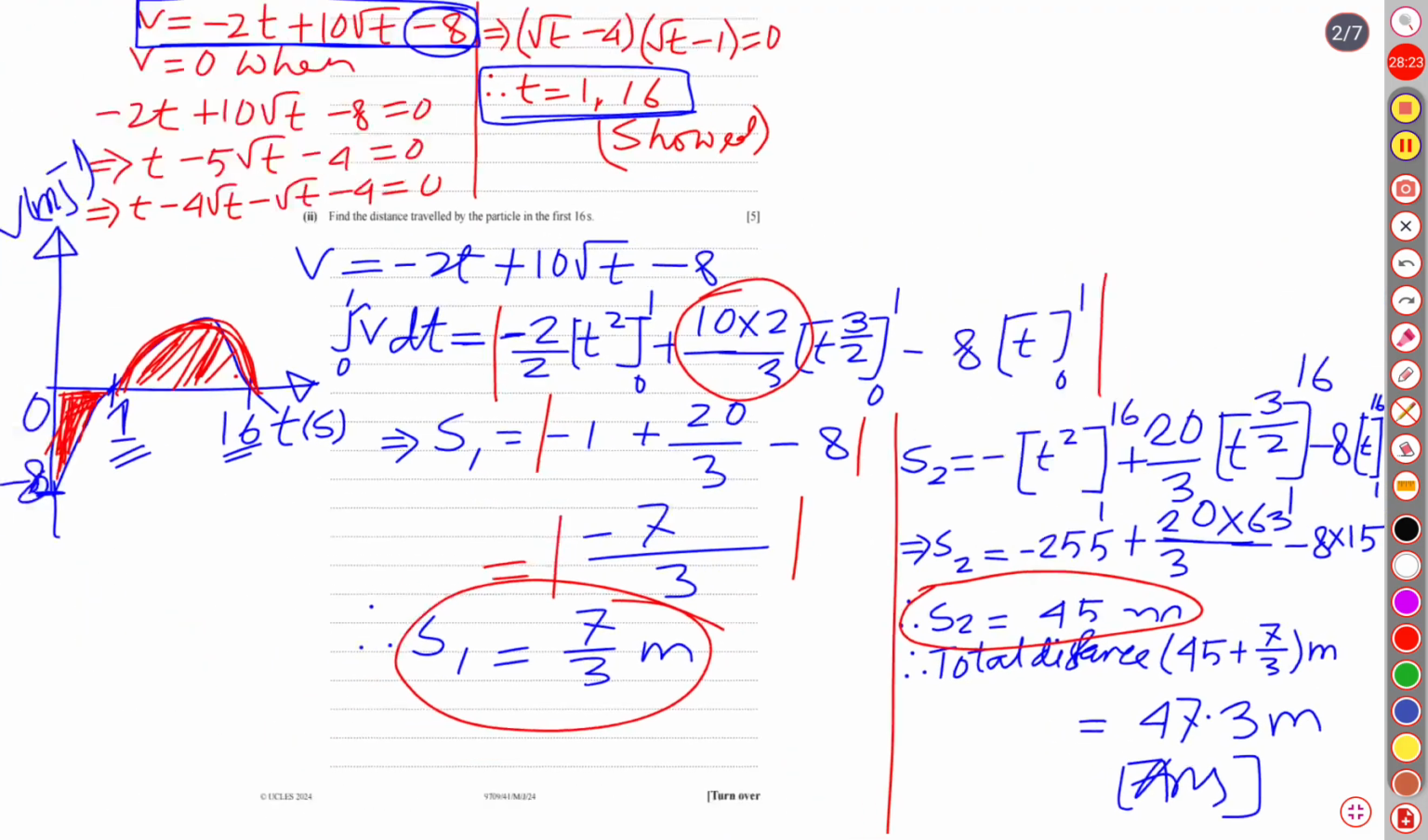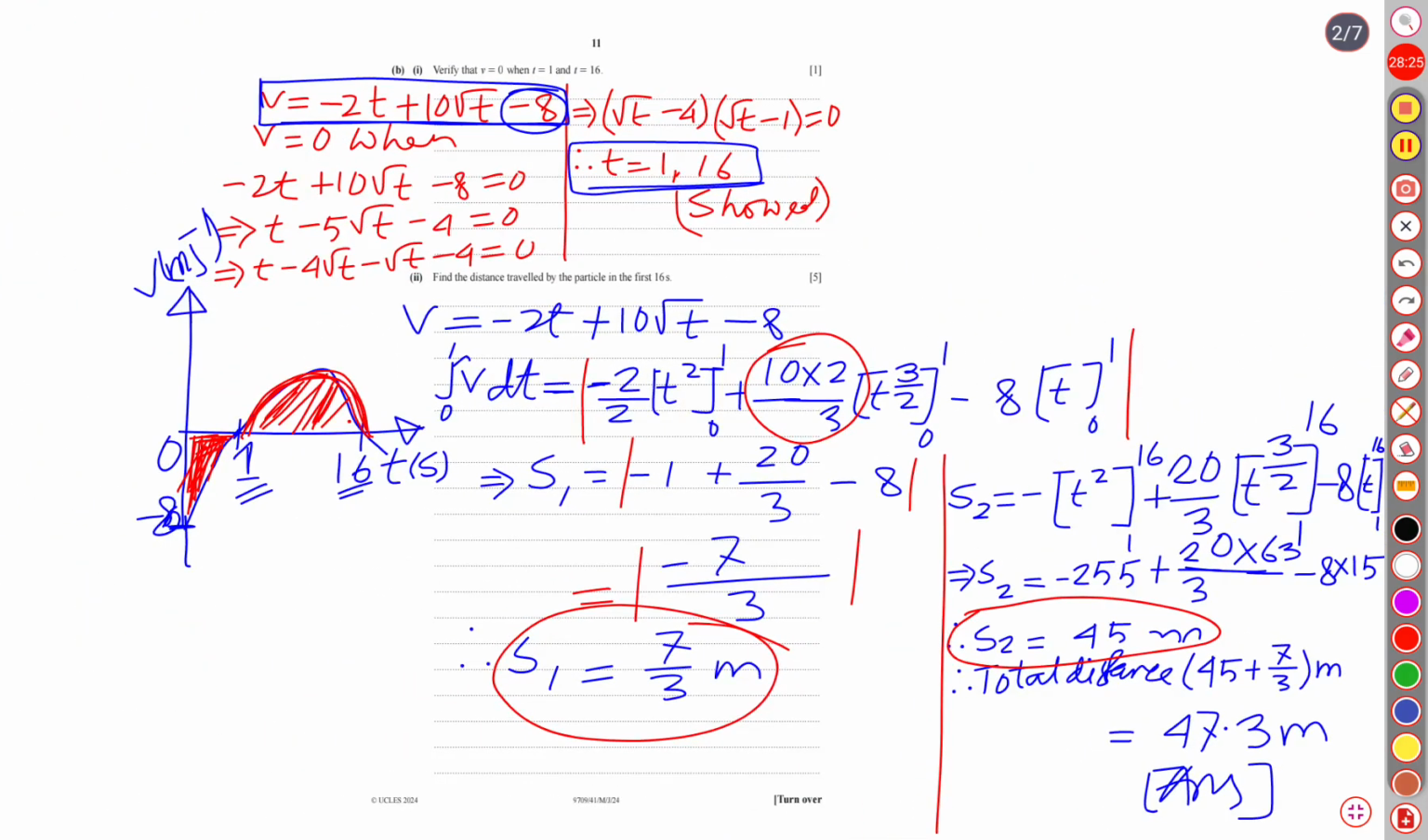So what did we learn from here? We know that the simple concept for finding distance is nothing but integration of velocity. Integrating velocity, we can find the distance. But according to the graph, for the first 1 second, the graph lies below the x-axis. That's why it produced a negative value, which has been ignored, and we picked up only the positive value of s.